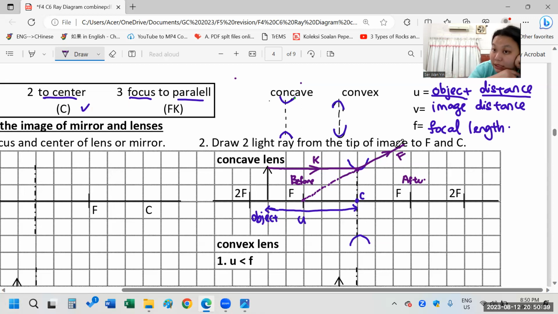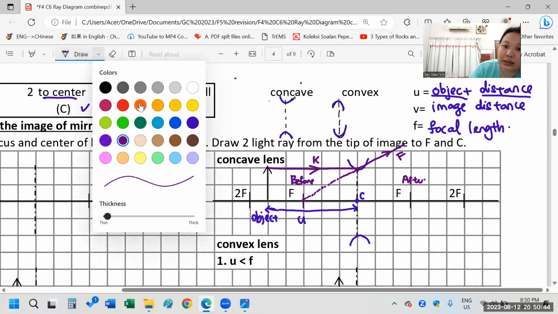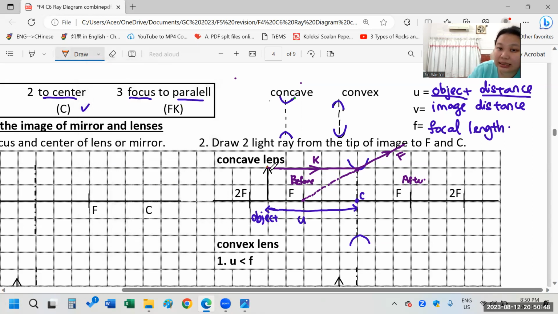Okay, so KF done. Then what should we do next? C. Yep. It means the light directly goes through the C. Please use a ruler. The light from the tip of the object directly goes through the C.